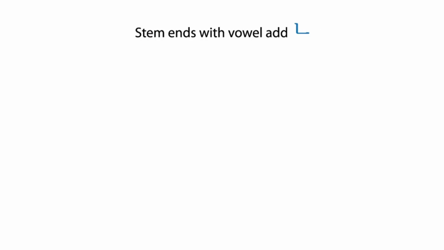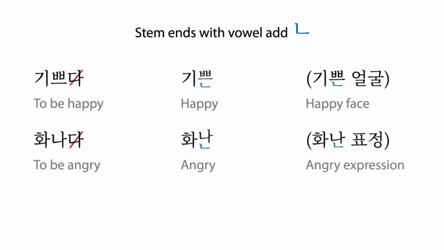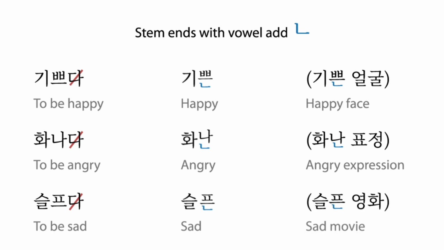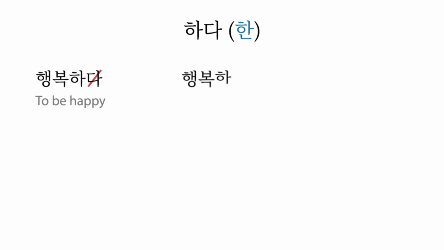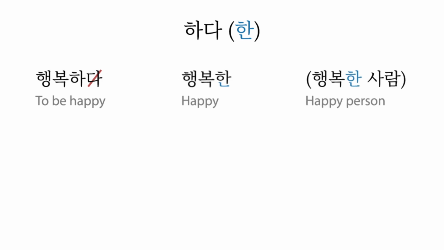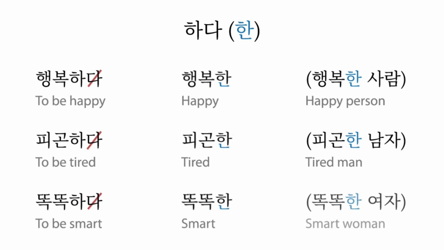To get the verb stem, we first need to remove the 다 at the end of the verb or adjective. If the stem ended with a vowel, we add ㄴ. 기쁘다, 기쁜, 기쁜 얼굴, 화나다, 화난, 화난 표정, 슬프다, 슬픈, 슬픈 영화. Adjectives that end with 하다 also become 한. 행복하다, 행복한, 행복한 사람, 피곤하다, 피곤한, 피곤한 남자, 똑똑하다, 똑똑한, 똑똑한 여자.